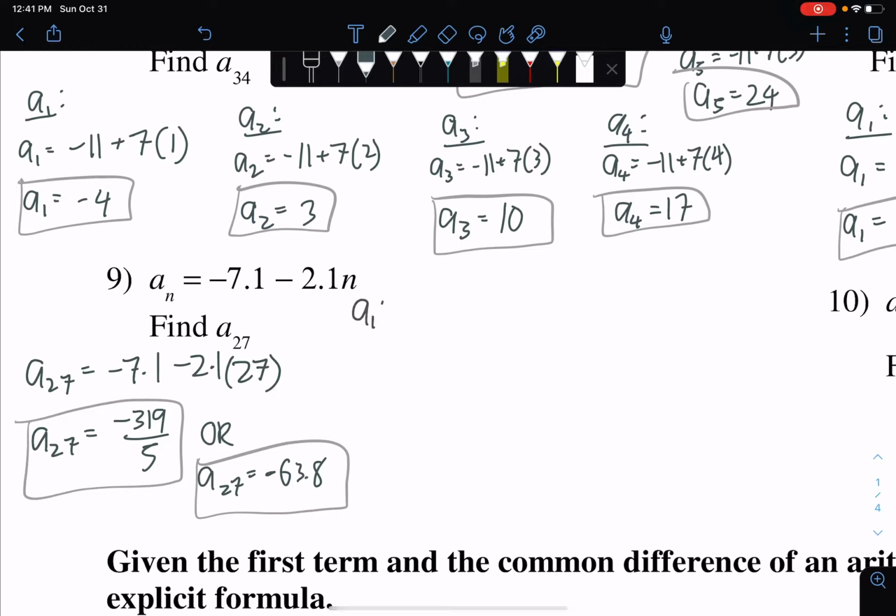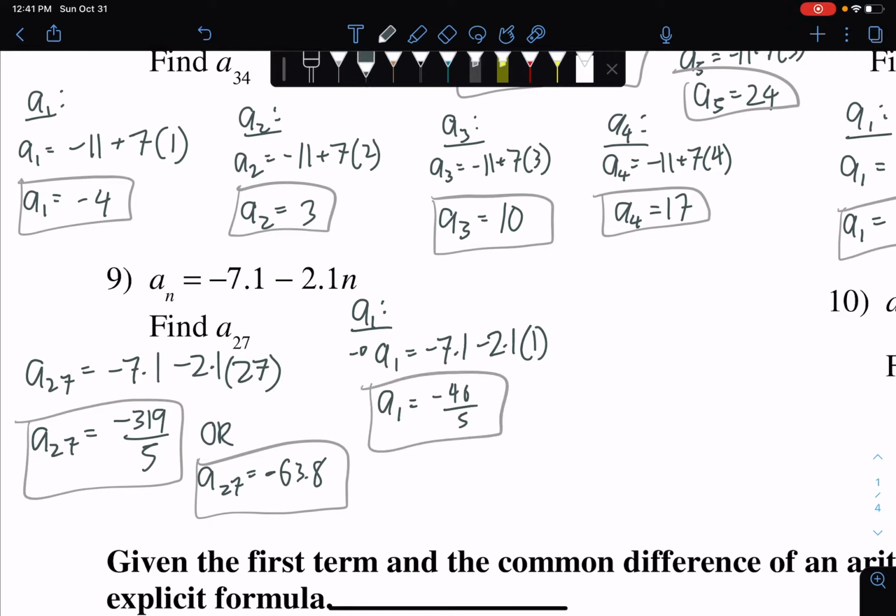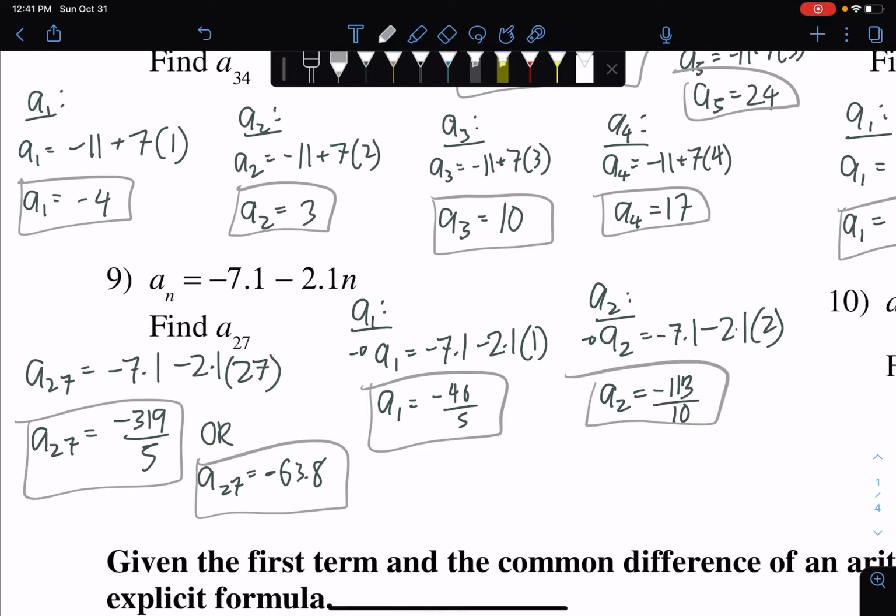So for a sub 1 is equal to negative 7.1 minus 2.1 times 1. Our answer for a sub 1 is negative 46 over 5. For a sub 2 is equal to negative 7.1 minus 2.1 times 2. Our answer is negative 113 over 10.